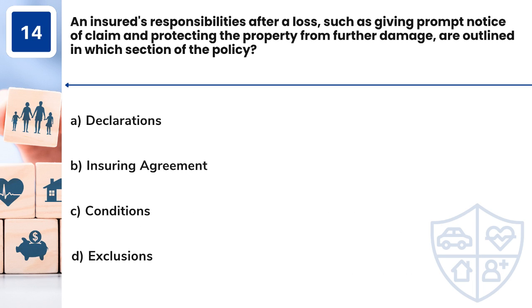Question 14. An insured's responsibilities after a loss, such as giving prompt notice of claim and protecting the property from further damage, are outlined in which section of the policy? A. Declarations. B. Insuring agreement. C. Conditions. D. Exclusions.